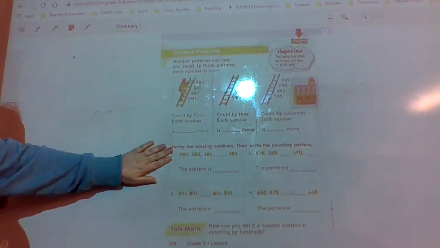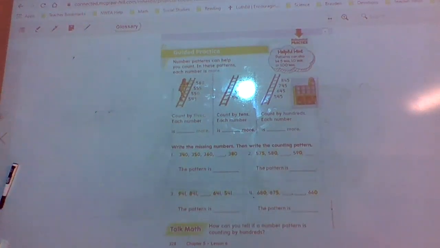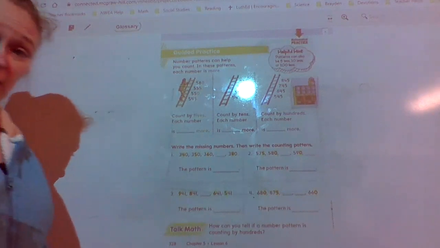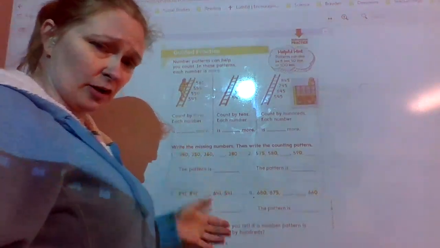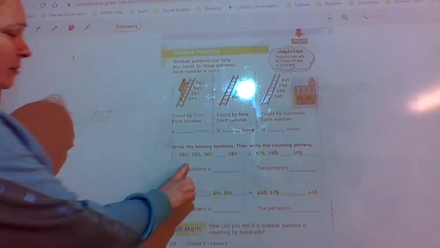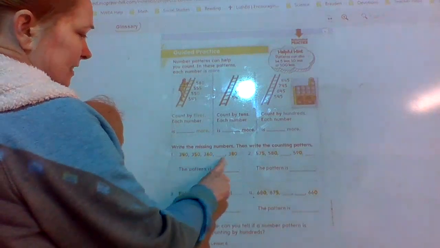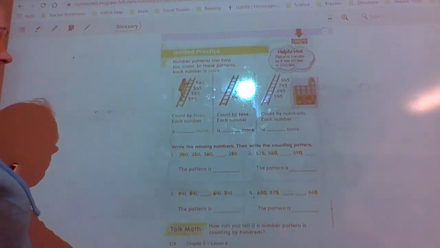So let's look at number 1. Notice that some of the numbers are highlighted. That's where our attention needs to focus, okay? So I'm on page 328, so you might want to look at page 328 in case you can't see this very well because of the glare. But on page 328, we're looking at these highlighted numbers. We have a 4, a 5, a 6, and an 8. So what do you think we're counting by? Obviously, it's the tens place because that's the place that's highlighted. So we're going to count by what? Well, we're going to count by tens.